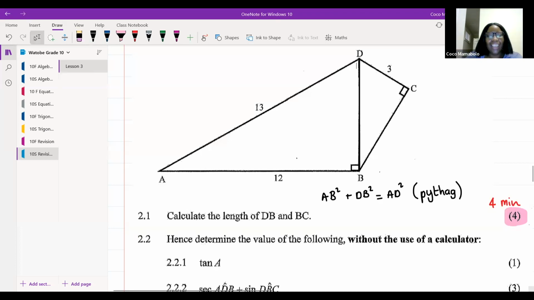David. Excellent. Okay, good. Everybody's getting the correct answer. If we just reshuffle things around, we're going to get 13 squared minus 12 squared is equal to DB squared. And then DB squared will be equal to 25. Therefore, DB will be equal to 5. Good. So we've got an answer for DB. DB is equal to 5.